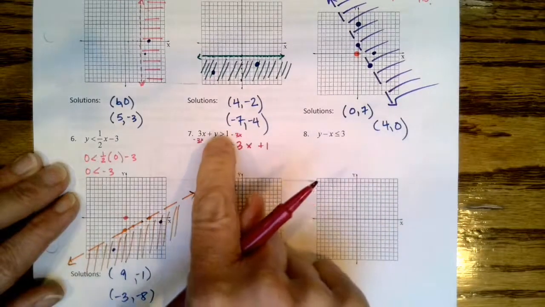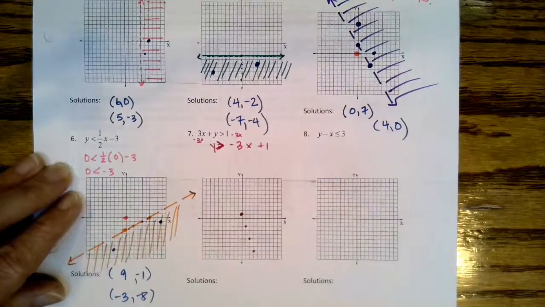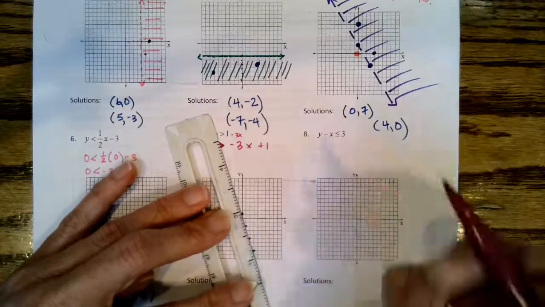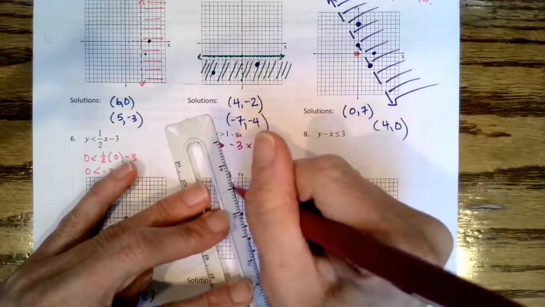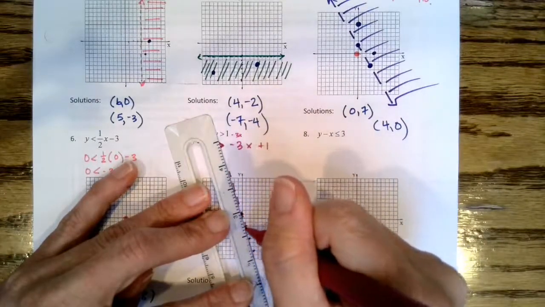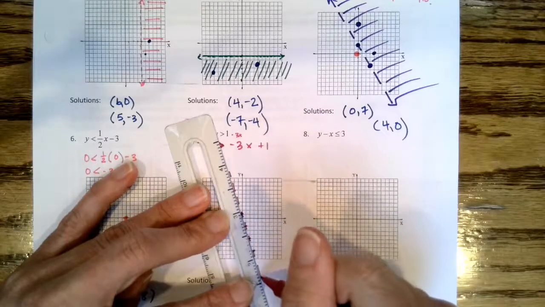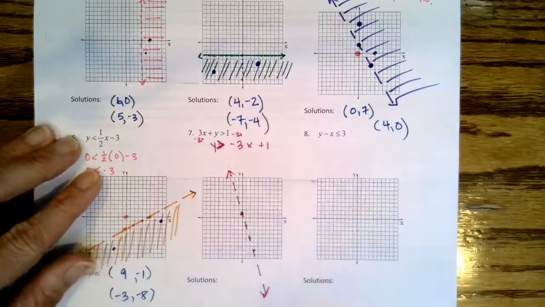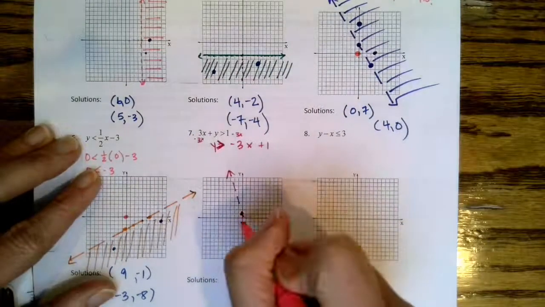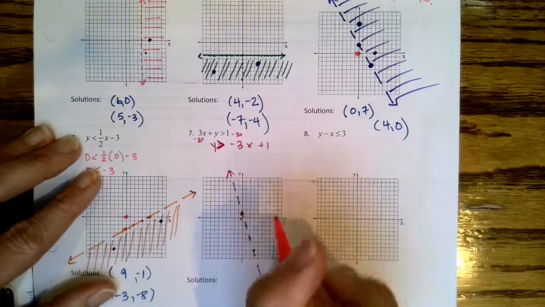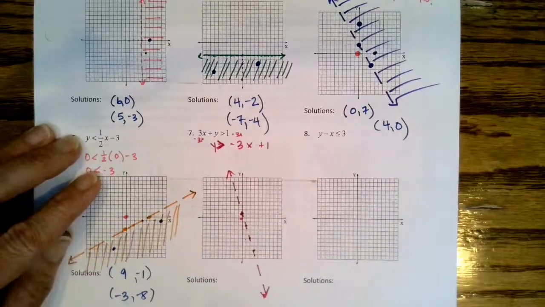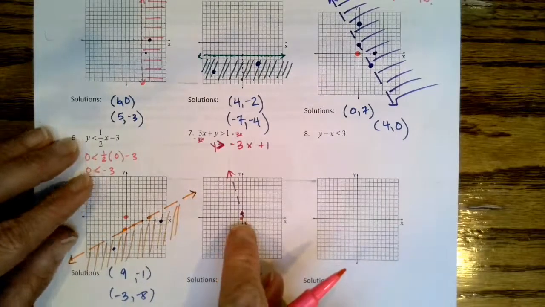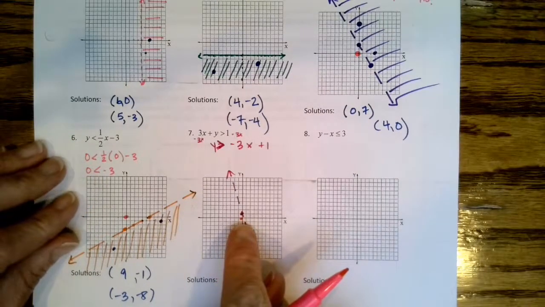Is it allowed to be equal to it? No. I don't see that line, which means I don't draw a line. You only draw the line if you see the line. Otherwise, you have a dotted line. When I pick 0, 0, it's not on the line. It's pretty close. And keep in mind, if this line went through 0, 0, you couldn't use that as a test point. You would have to choose something else.